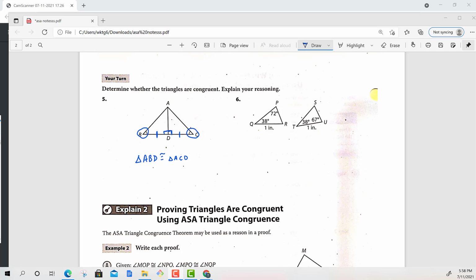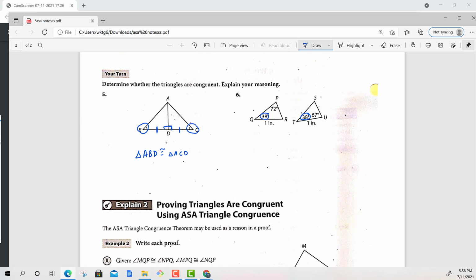If you haven't already tried number 6, go and try number 6. All right, so giving you some time to try that one. Again, I'm going to look for my congruent angles first. The left triangle, angle Q, has a 38-degree angle. The right triangle, angle T, also has a 38-degree angle. I see a congruent side. Segment QR on the left is congruent to segment TU on the right.